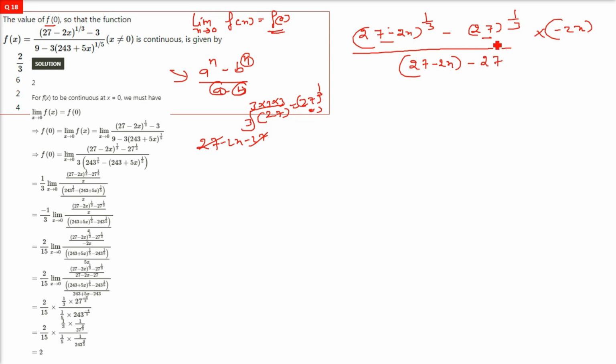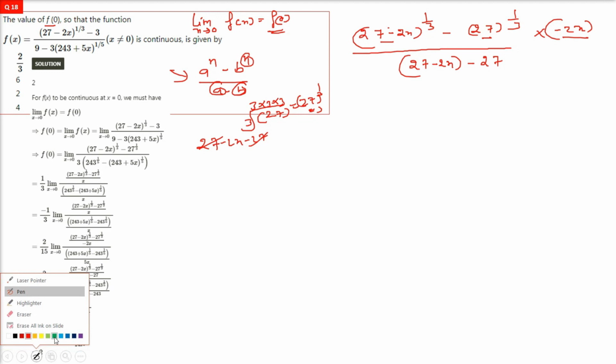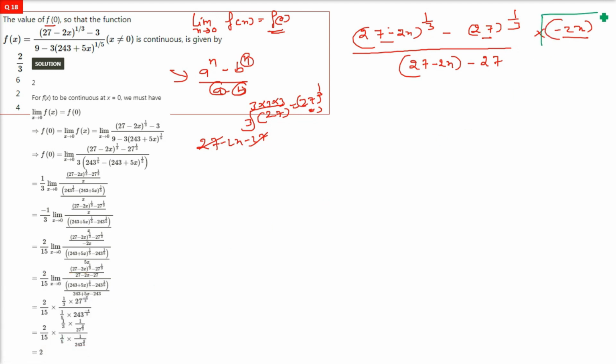Now this relationship, what final result are we going to take? I'll just show you. This minus 2x is the extra. I'll tell you what to do with this term we have made. The solution of the numerator, when you apply the limit x tends to 0, is going to be 27 raised to the power 1 by 3 minus 1.